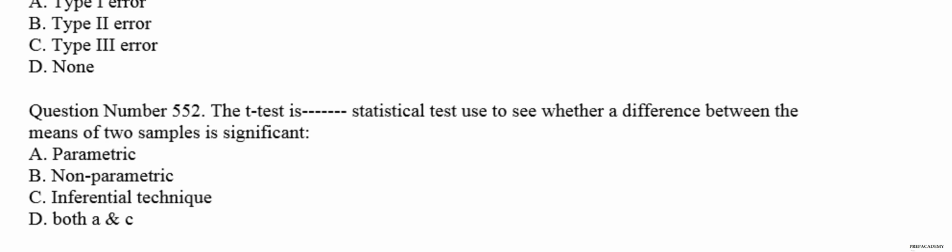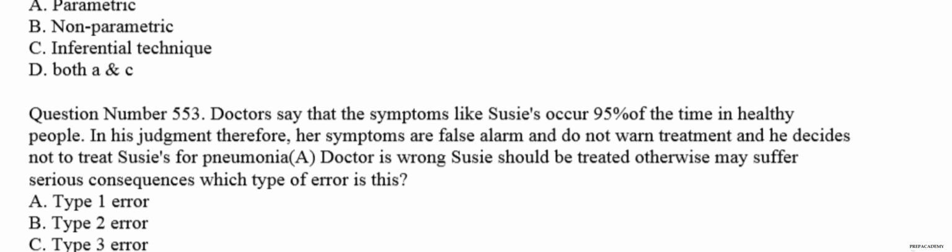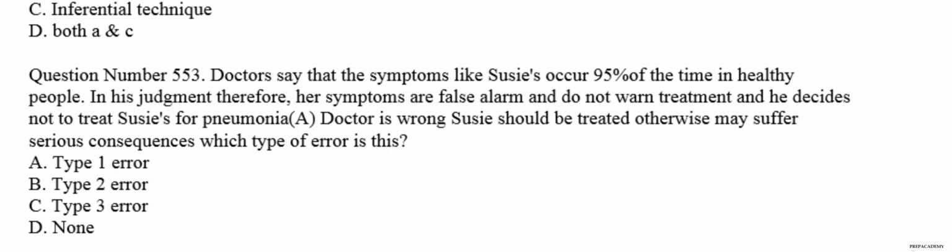Question number 552. The t-test is statistical test used to see whether a difference between the means of two samples is significant. A. Parametric. B. Non-parametric. C. Inferential technique. D. Both A and C. The correct answer is option D. Both A and C.